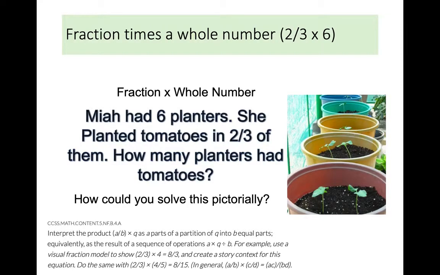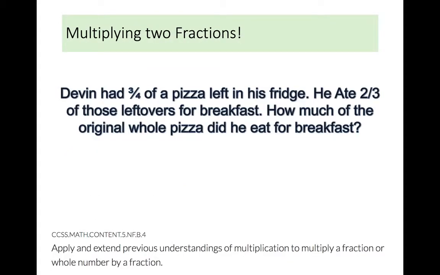So again, there's a progression through the grades; it doesn't happen all at once. But if you look at the standard on the bottom, it says interpret the product a over b times q, that's a fraction times a whole number, as parts of a partition of q into b equal parts. Meaning, like we just saw, we took 6 into 3 equal parts and took 2 of them. So again, that's what we're looking at there in a 5th grade standard visually. Also in 5th grade, obviously here we begin multiplying a fraction times a fraction.